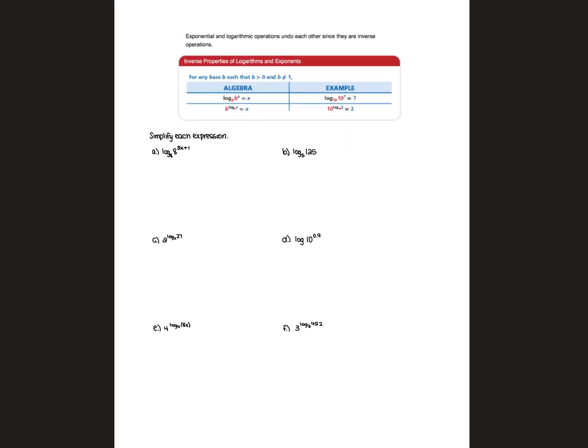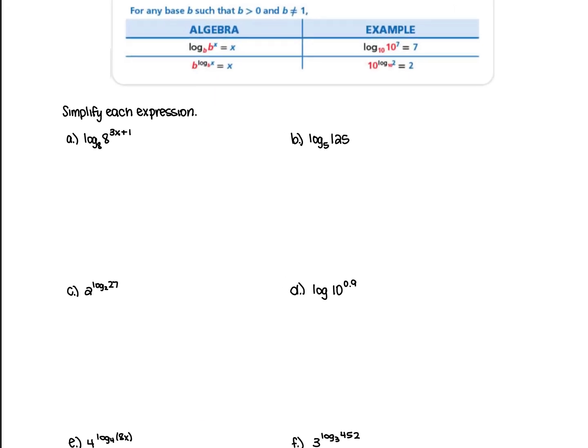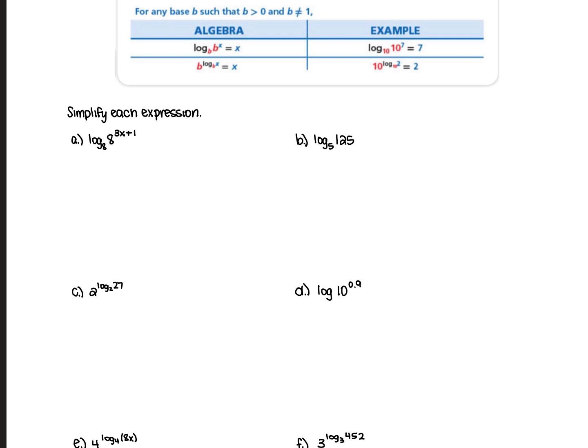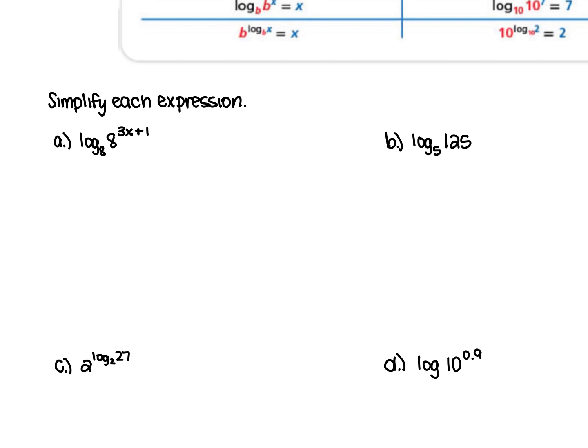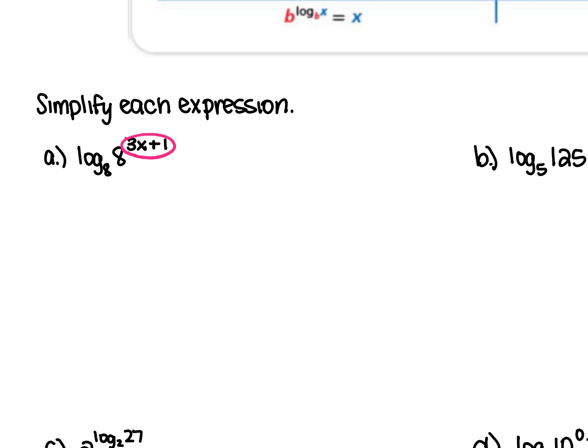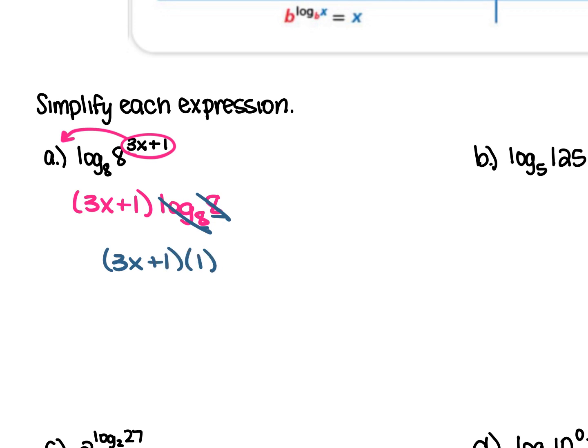Your next part goes over when you have powers on your whole numbers, or simplifying using your powers. For A, you have log 8 of 8 to the power of 3x plus 1. This 3x plus 1 has to be moved to the front because it's a power. So that's 3x plus 1 times log 8 of 8. We said in the section before this, when your base is the same as your whole number part, it cancels out and becomes 1. So that's just 3x plus 1 times 1, which is 3x plus 1.